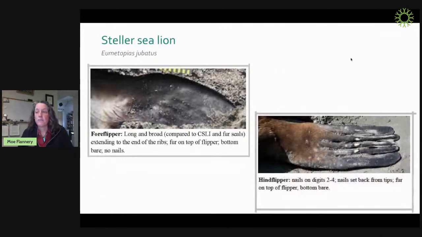So here's a closer view of the Steller sea lion foreflippers. And you can see there are no nails on the front flipper, just like the other otariids. They do not have nails. And there are nails on the hind flippers. And you remember the dorsal side has fur in the species, and the ventral side has fur that ends in a t-shirt line. Just a little reminder, because that is going to be important next.